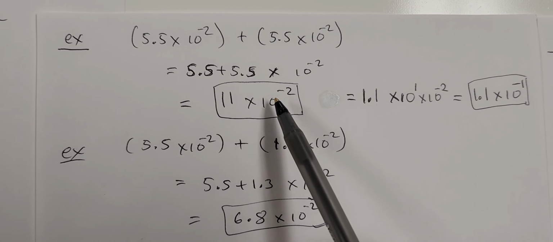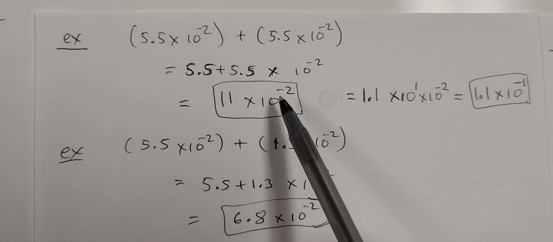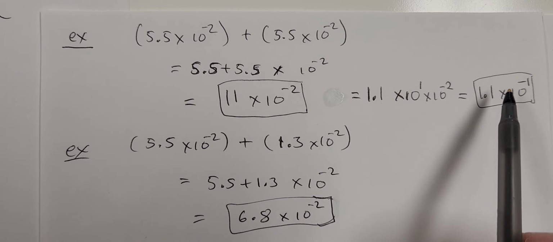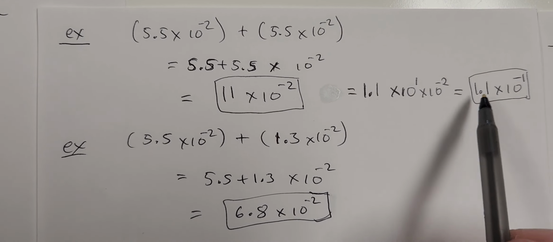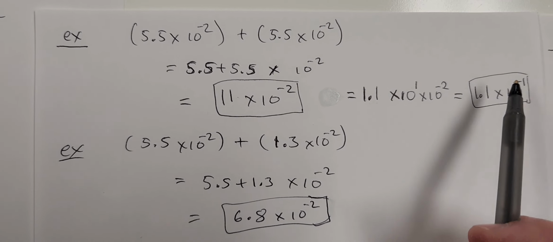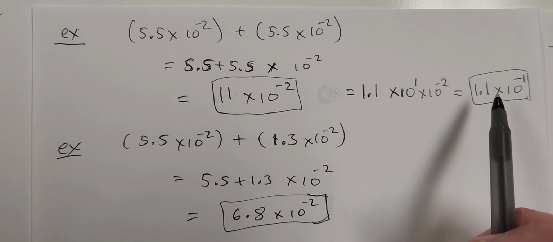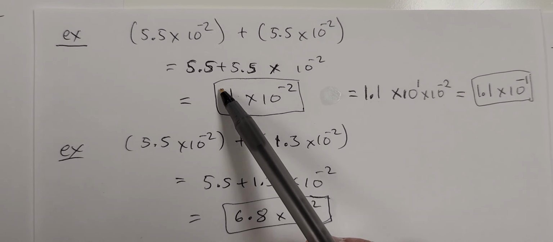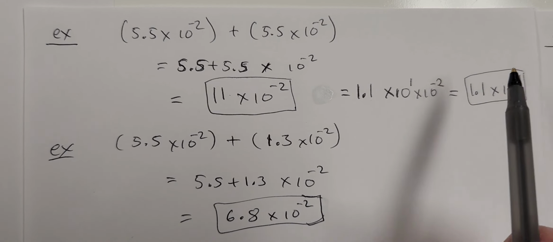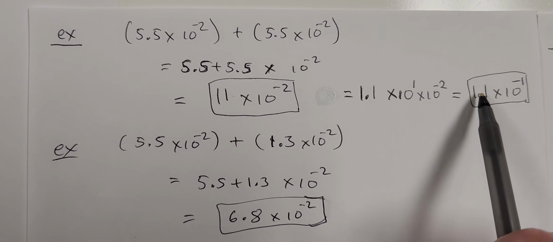Okay, so again, this is also the answer, but it would be nice to change this into scientific notation, which is from 1 to 9. So this answer and this answer are also the same answer. The only difference is that this is 11, and 11 is bigger than 9, so we want this to be in scientific notation, which is from 1 to 9.